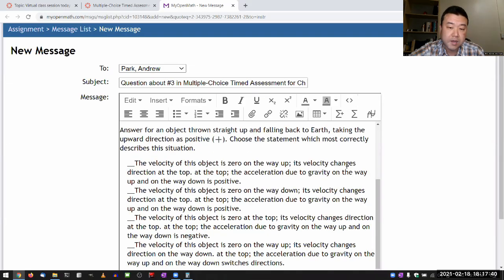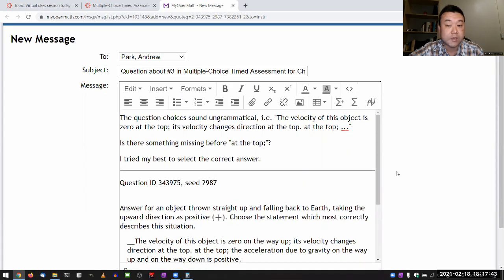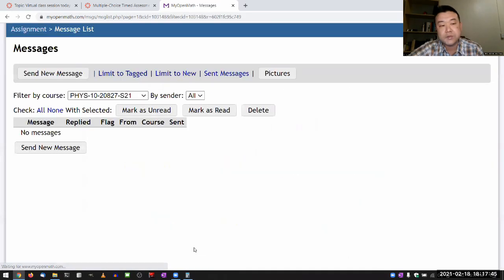When you send me a message like this, it gives me an opportunity. I will get the message and I'll take a look at it eventually. I'm not going to answer within your 10 minutes. In fact, I don't even recommend that you use any of your 10 minutes to do something like this. But it lets me look at the choice, look at the question, fix anything that's wrong, and make sure that no one's losing points unfairly. So I'll take a look at that and fix that after the session. So I sent that.